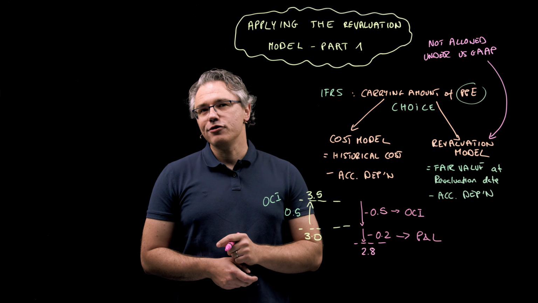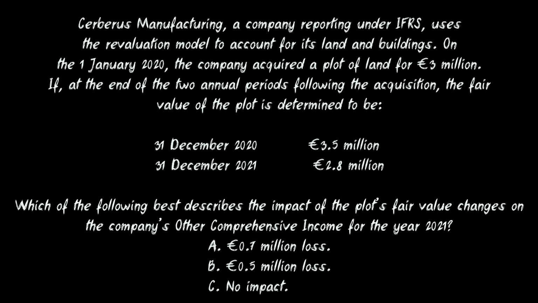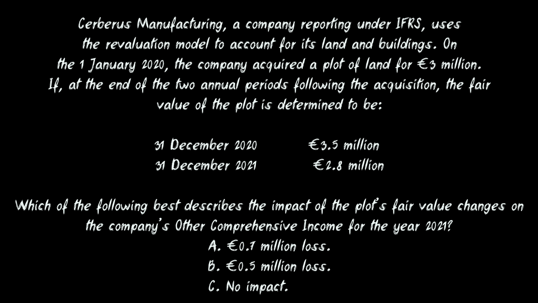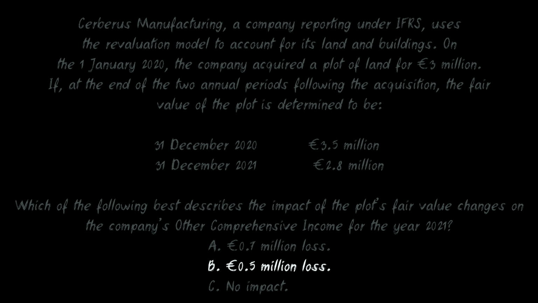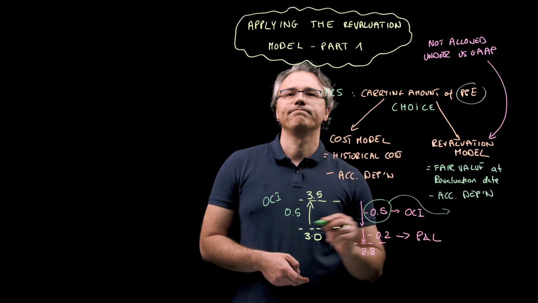Let's go back to the question and check what it was actually asking us for. Which of the following best describes the impact of the plot's fair value change on the company's other comprehensive income for the year 2021? And it is naturally 0.5 million, which corresponds with answer B.